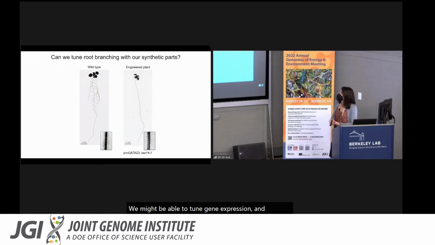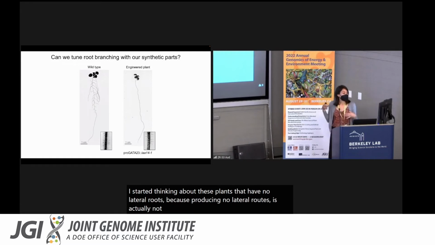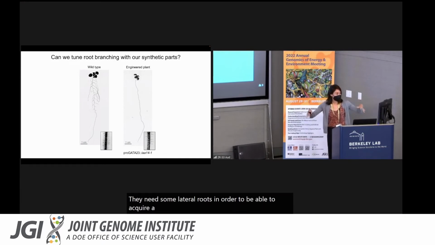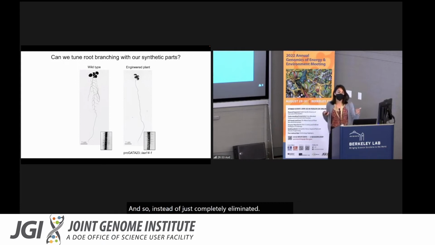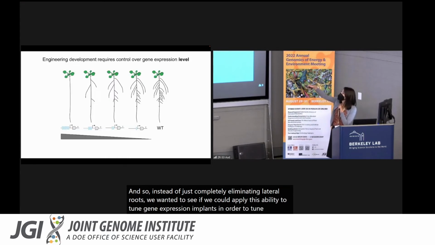And when thinking about tuning gene expression, I started thinking about these plants that have no lateral roots, because producing no lateral roots is actually not all that useful to a plant. These plants do really poorly when you put them into soil. If you tug on their shoots at all, they just come flying right out. They need some lateral roots in order to be able to acquire water and to anchor themselves into the soil. And so instead of just completely eliminating lateral roots, we wanted to see if we could apply this ability to tune gene expression in plants in order to tune the number of lateral roots.